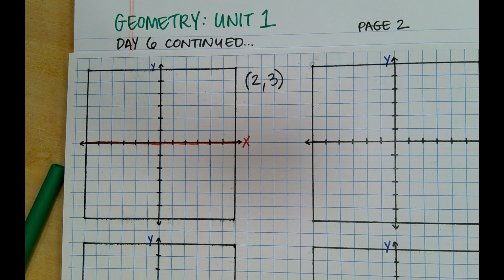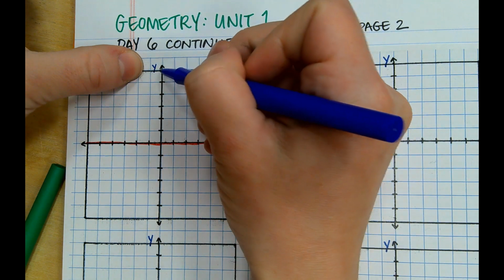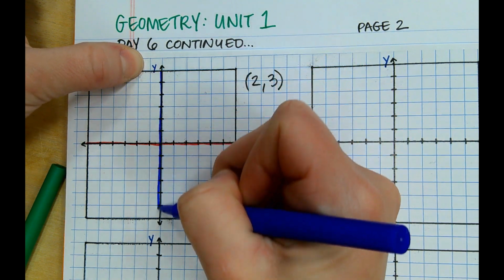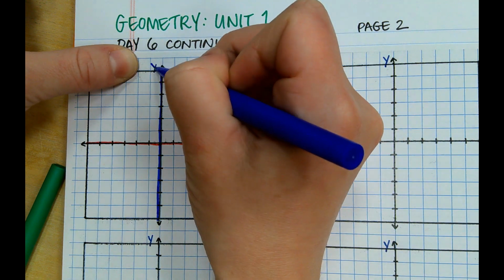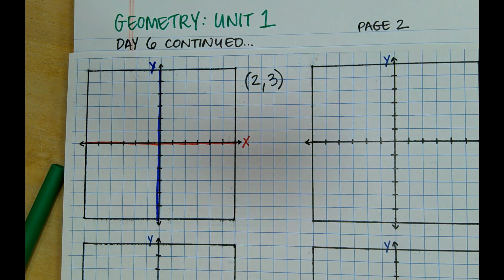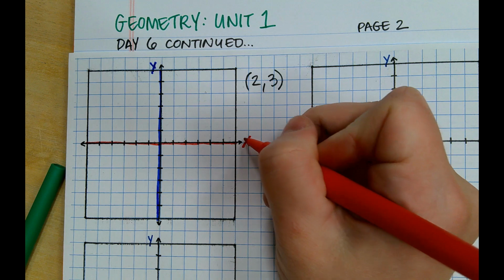And then there's a y-axis. The y-axis goes up and down. That's in blue, and I had that labeled on your paper as well. So you guys should be able to see that already.